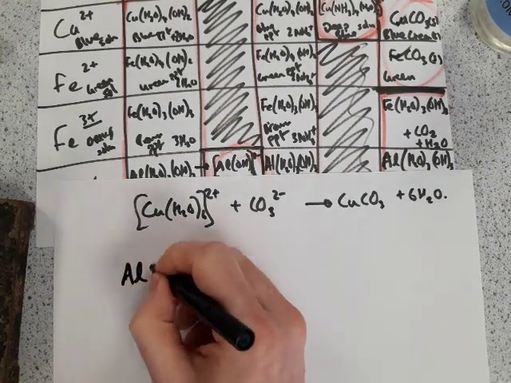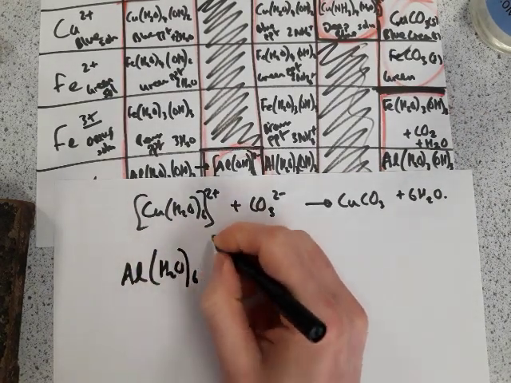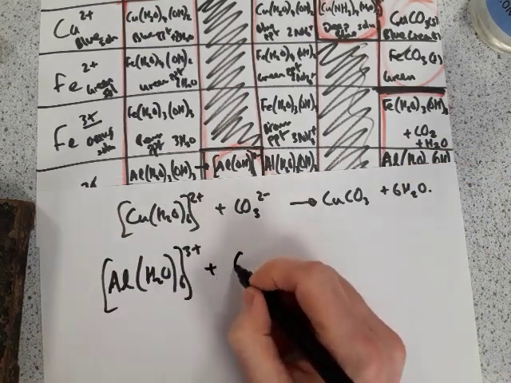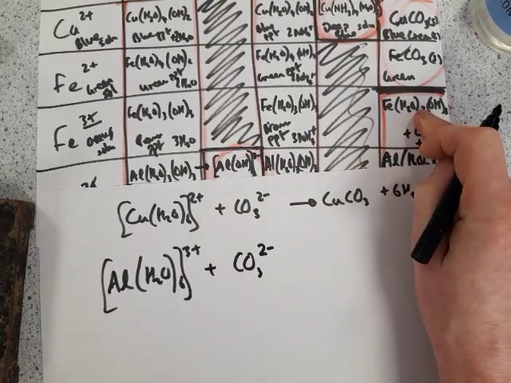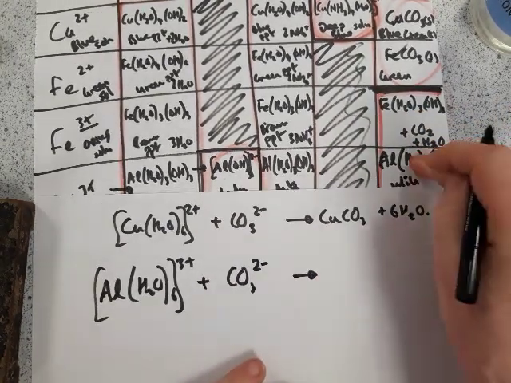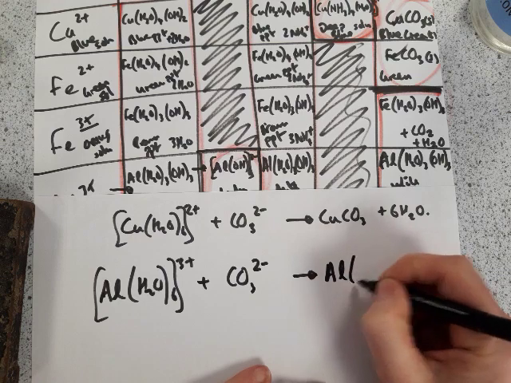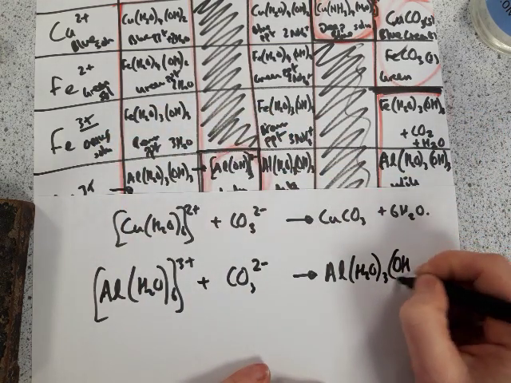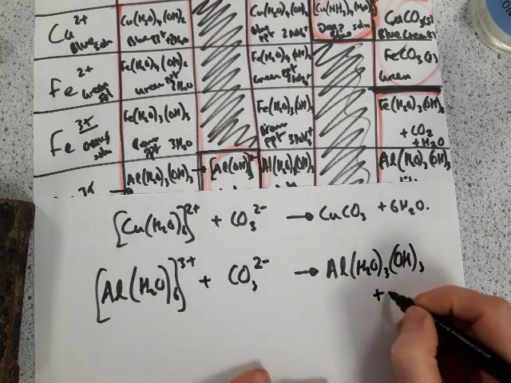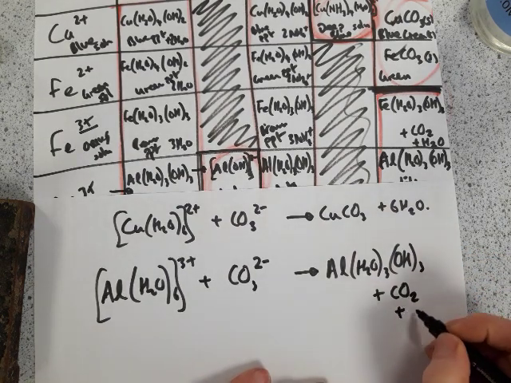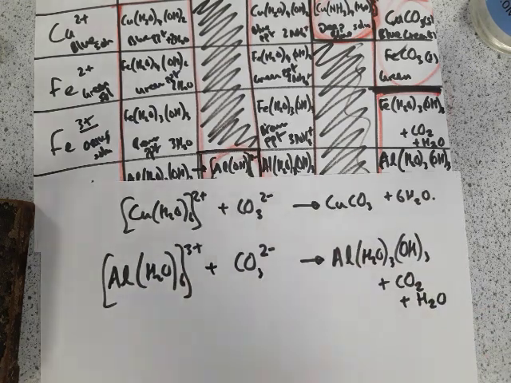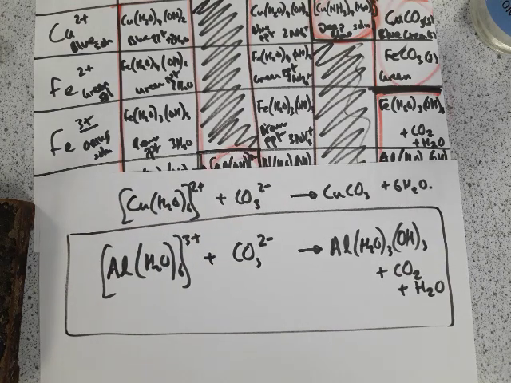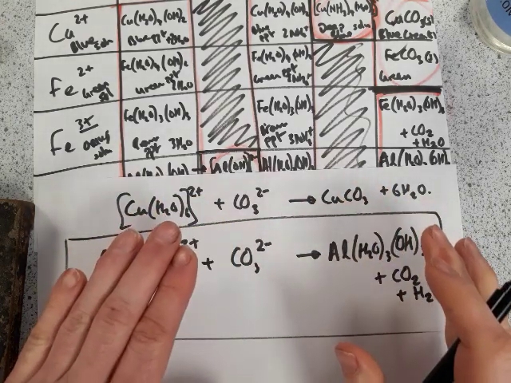So if you've got aluminium, Al H2O 6 times 3 plus, I know that if I add carbonate, so I'm in this box now, I'm going to make that aluminium hydroxide, Al H2O 3 OH 3, that white precipitate. I know I'm also going to make a fizz, the carbon dioxide, and I know I'm also going to make water. So I've now got to balance this equation. This one, just do it a couple of times and you'll know what to do. It's quite tricky to balance.